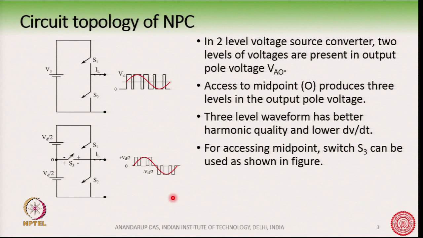Then came the 3-level converter. It is called a 3-level converter because there are now 3 levels of voltage possible from this converter: Vd by 2, 0 and minus Vd by 2. Earlier we were having 2 levels of voltage, 0 and Vd. Now we are having 0, Vd by 2 and minus Vd by 2. How I can get this is shown in this circuit here.